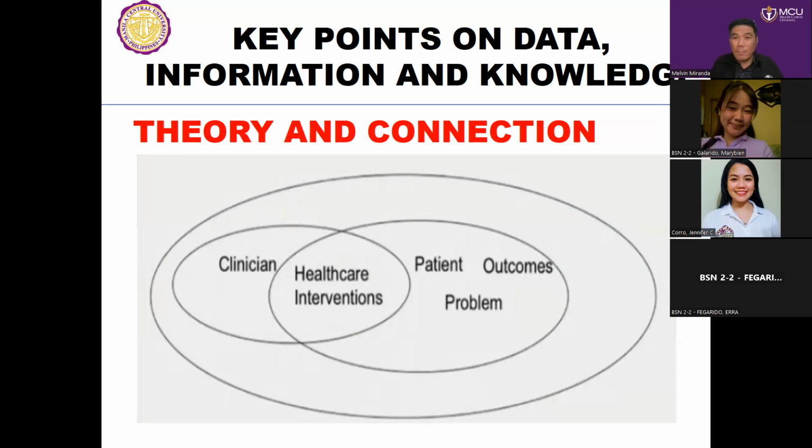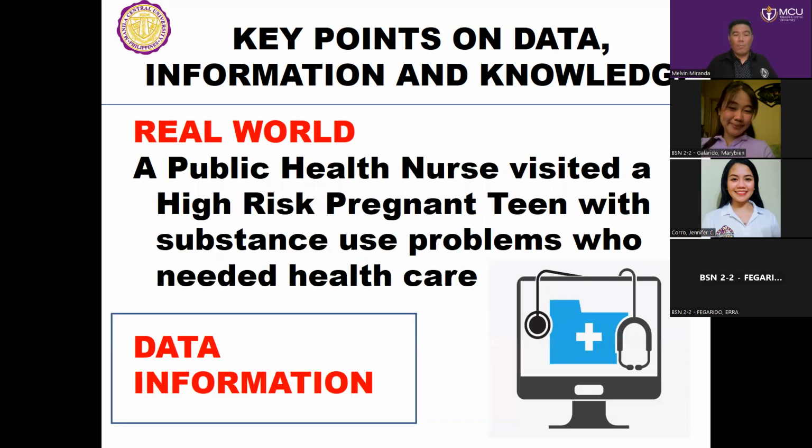If we did not meet the patient outcomes, then we need to revise the care that we have rendered. So there is somehow information that is needed to support an efficient and effective way to have the results based on the plan. So let's have an example in the real world. Let us ask if this is data or information.